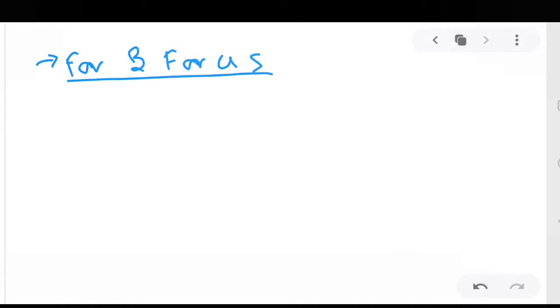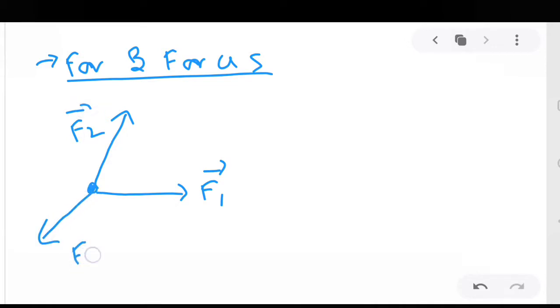Now suppose this point is a particle and it is acted upon by three forces. One force is acting in this direction, this is F1. One force is acting in this direction, this is F2. And one force is acting in this direction, this is F3. Now for these two forces F1 and F2, what will be the resultant? If we use the parallelogram law of vector addition, this will be the resultant. This is F1 plus F2, that is the resultant of these two forces.